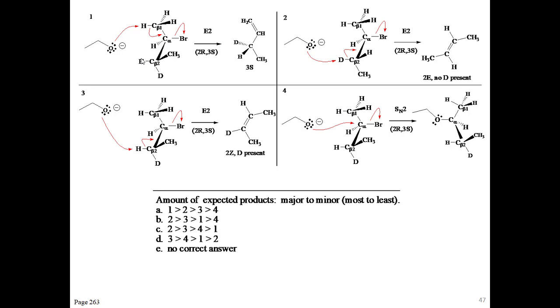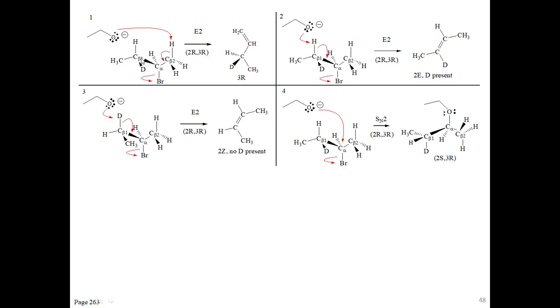Now the amount of expected product, well, we know that we're saying SN2 is the lowest, so we expect 4 to be at the end. And of these, this is disubstituted and disubstituted. Trans would be most stable, so that would be 2 is the first. So it looks like it would be B. 2 is better than 3, which is disubstituted, which is better than 1, which is monosubstituted, better than SN2, according to our simple rules.